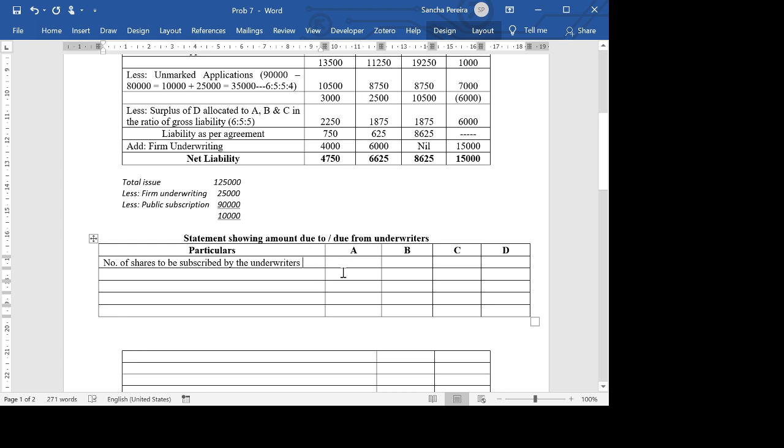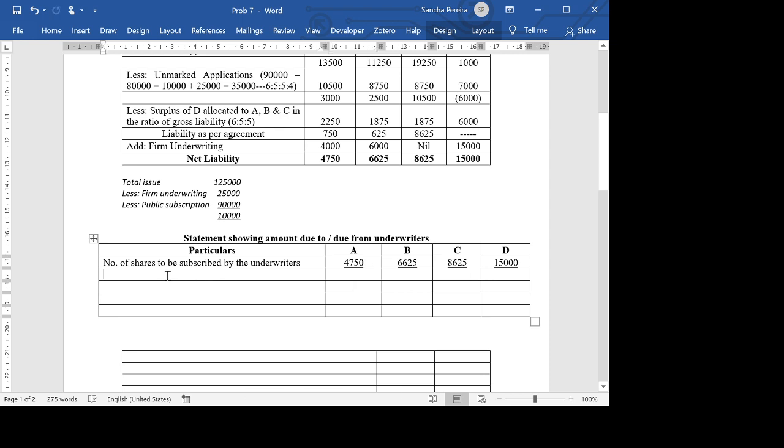Number of shares to be subscribed by the underwriters, we will get this from here, the answer here: 4,750. Then we have 6,625. Then this is 8,625 and 15,000. Okay, I close this because till here it's in shares, but from the next thing onwards, it's going to be in figures, in rupees. So these are the shares that have to be taken up by each of the underwriters.